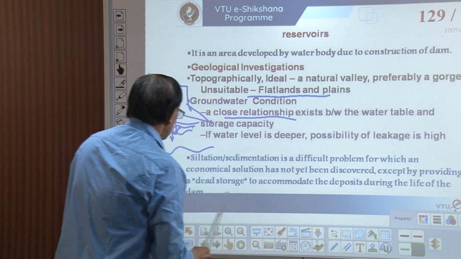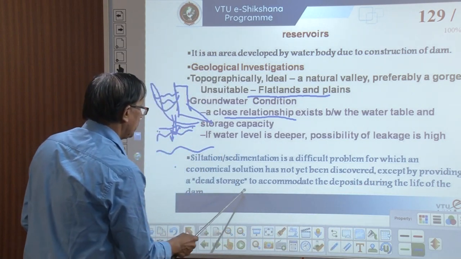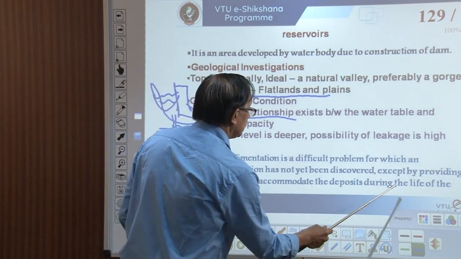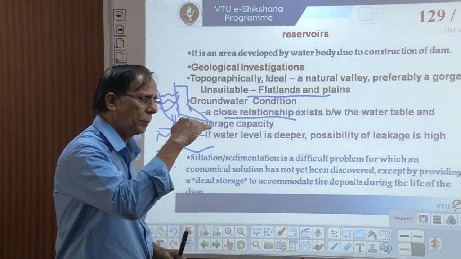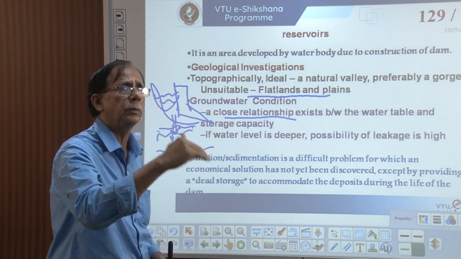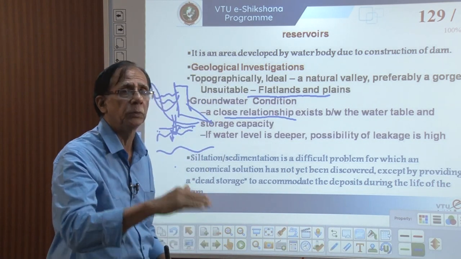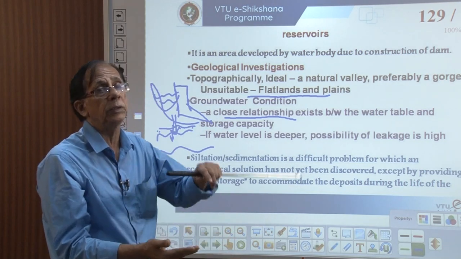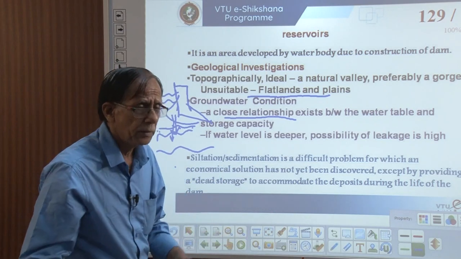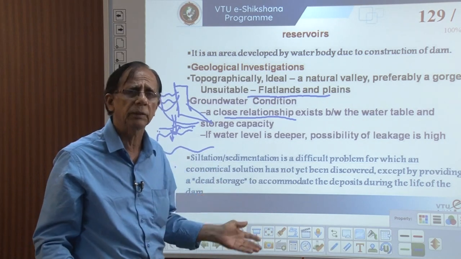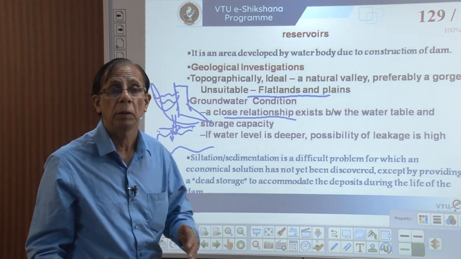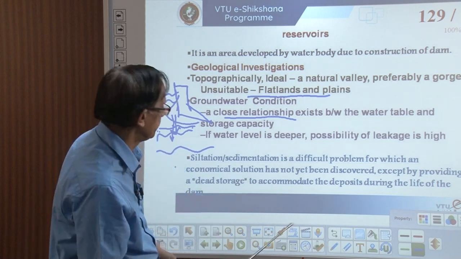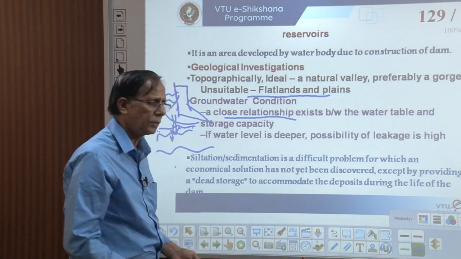But if we provide a dead storage to accommodate the deposits during the life of the dam, we permit a certain quantity of sediment, which we know will take place. For that we accommodate what we call dead storage, and within that dead storage sedimentation can occur. Within that permissible limit, we can manage siltation. Beyond that is a problem. But it is something different.